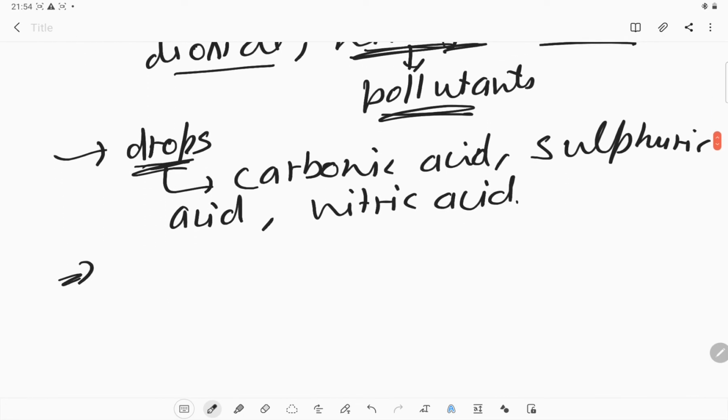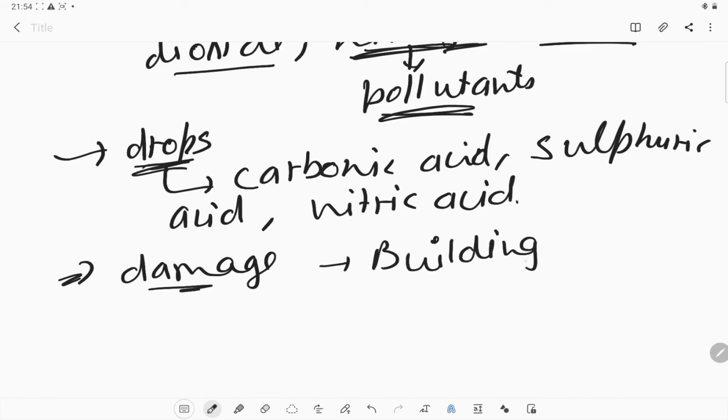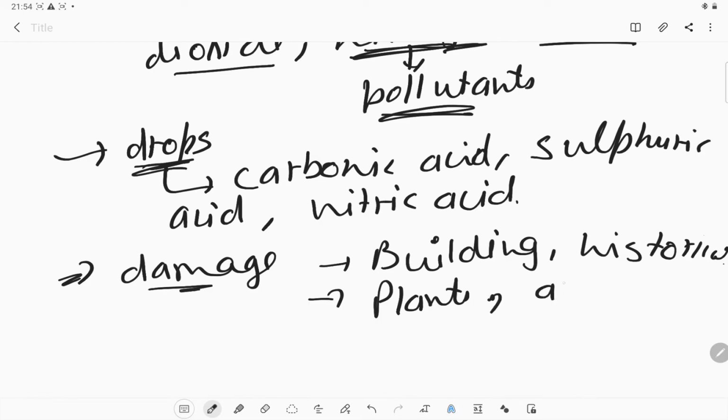The acid rain is not good for us. It will cause lots of damage, and mainly the damage is in buildings. We can see lots of damage in buildings or historical monuments. Plants also get affected because of the acid rain, as well as animals.